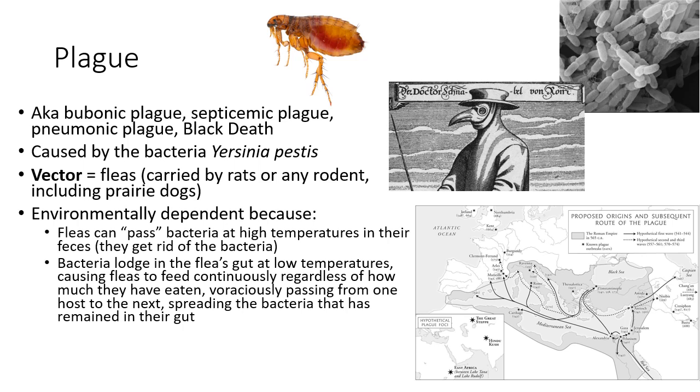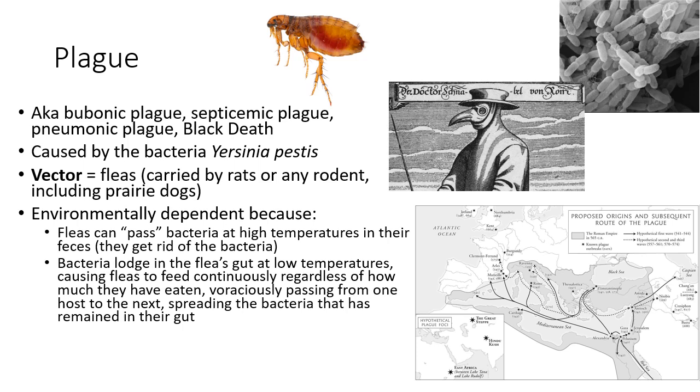Rats or any other rodent carried the fleas, so people thought that rats got people sick, but it was actually the fleas on the rats that would jump from the rat to the person and then bite the person and give them the plague bacteria, infect them with the plague bacteria.